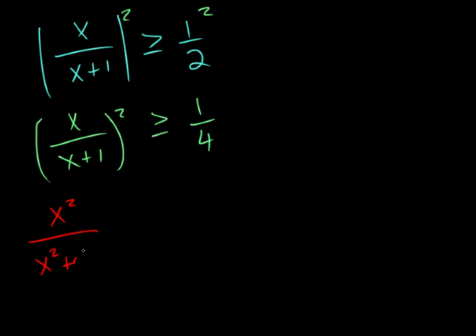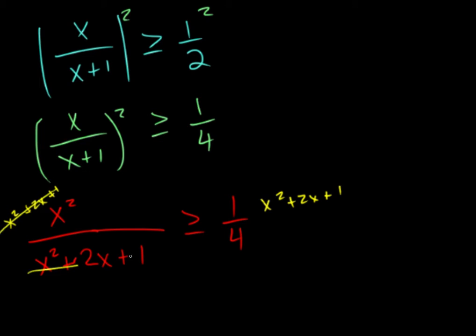plus 2x plus 1 is equal to that. I'm going to multiply both sides by the bottom here. x squared plus 2x plus 1, x squared plus 2x plus 1. So this will cancel this. We're left with x squared is greater than or equal to x squared plus 2x plus 1 over 4.